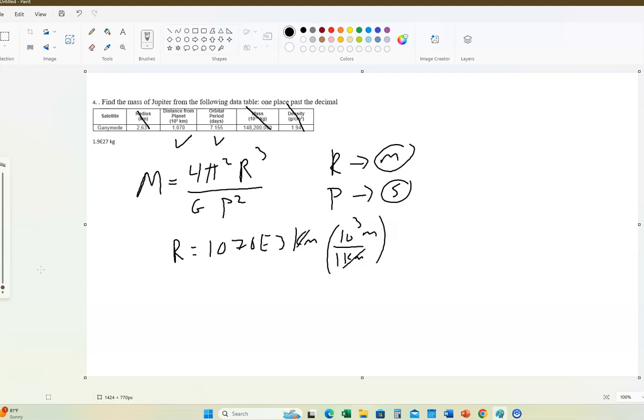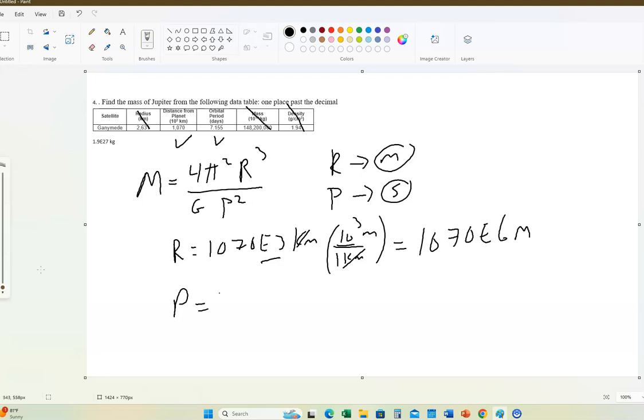So the kilometers cancel. This is 10 to the third, and this is 10 to the third. So this becomes 1070 times 10 to the sixth meters. All you do is add the exponents, since it's 10 to the third times 10 to the third. All right, so that's what we're going to use. And then the period, now that we'll need a calculator for.